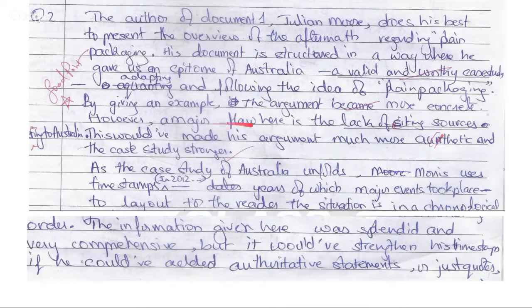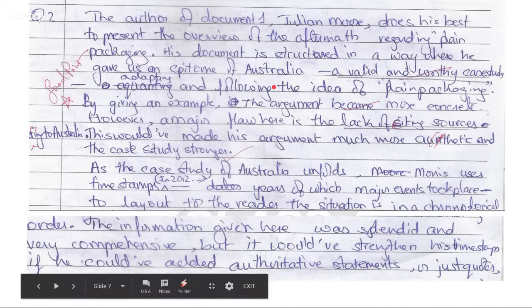However, a major flaw here is the lack of citing sources. This is referring, that got cut off, referring to Australia. This would have made his argument much more authentic and the case study much stronger. So what you can see here is he gave a strength, a valid case study, but a lack of cites. So that's, I think, what your ideal structure is supposed to be.